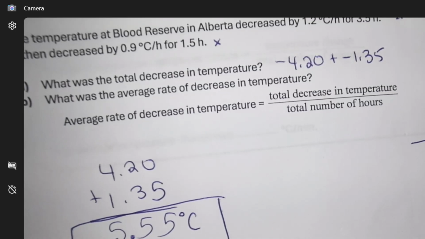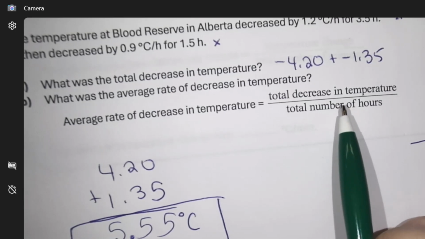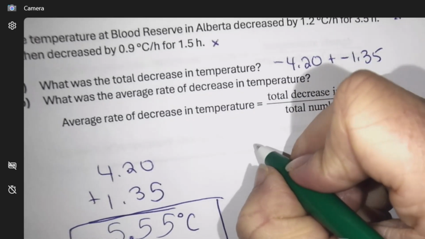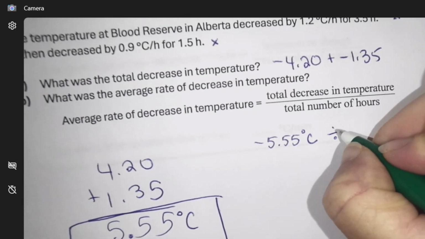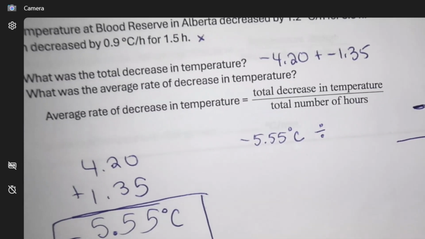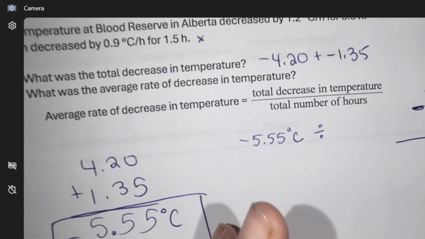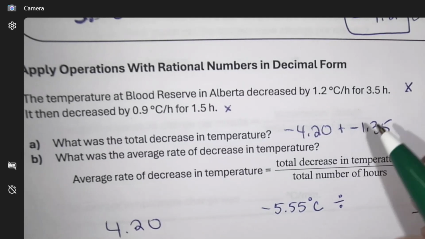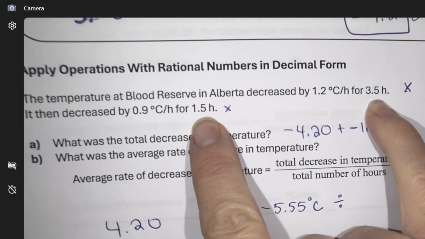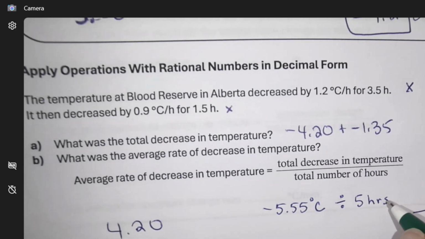Okay, and then the last question says, what's the average rate? So it's going to be the whole thing divided by the whole hours. So we're doing the whole decrease divided by the whole span of time. Who can mathematically, mental math, how much time has passed altogether? 5 hours, because you are 3.5 plus 1.5, 5 hours.